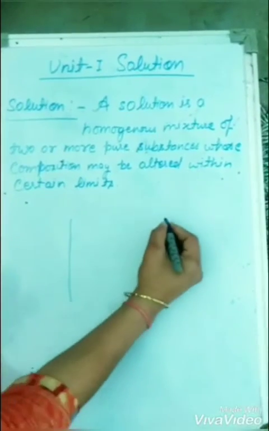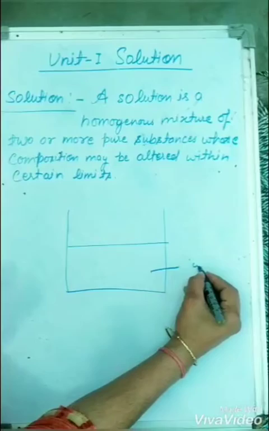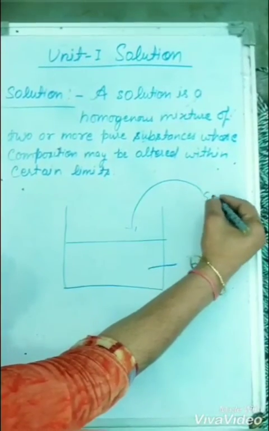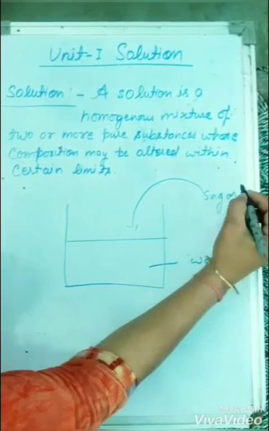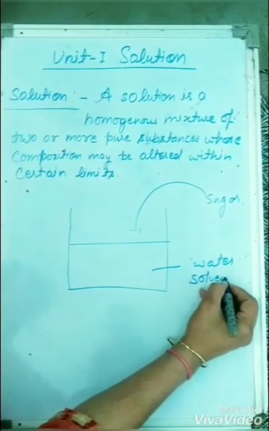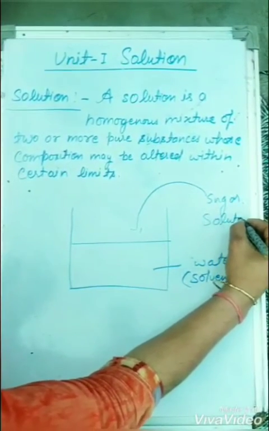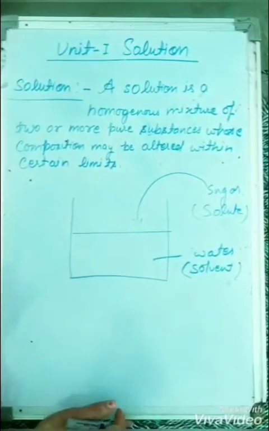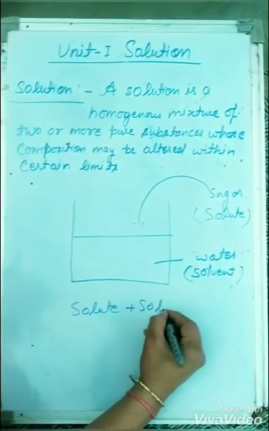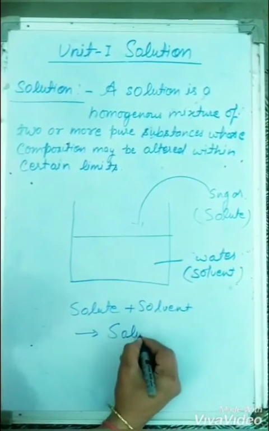For example, अगर हम एक solution लेते हैं, एक beaker लेते हैं और किसी liquid में just like water, हम इसमें sugar solution या salt solution add करते हैं, तो यहाँ पर जो वाटर है वो सॉल्वेंट का काम कर रहा है और जो शुगर है वो यहाँ पर सॉल्यूट का काम कर रही है. और जब ये दोनों आपस में मिलते हैं, सॉल्यूट प्लस सॉल्वेंट, इट मेक सॉल्यूशन.